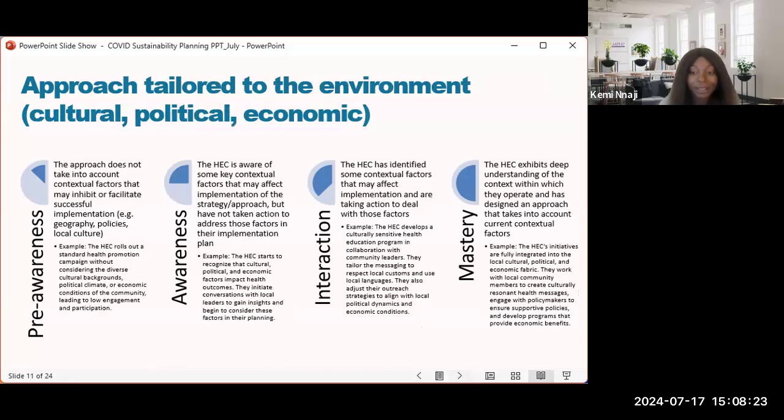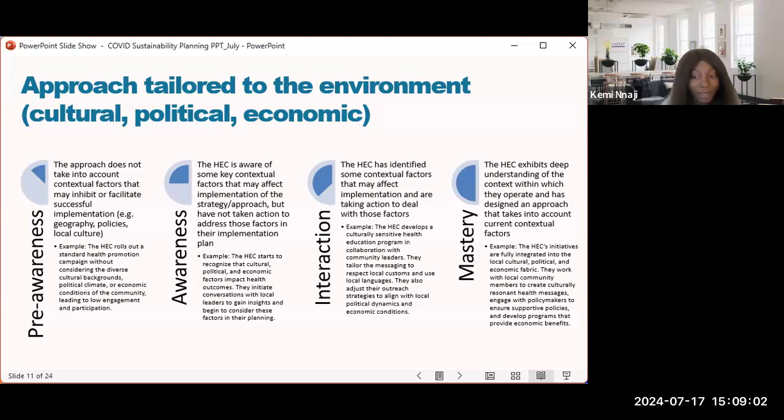So the second aspect is that the approach is tailored to the cultural, political, and economic environment. At the pre-awareness stage, the approach does not take into account some of the contextual factors that may inhibit or facilitate successful implementation, things like geography, policies, or local culture. For example, the HEC might roll out a campaign without considering the diverse cultural backgrounds, the political climate, or the economic conditions of the community.